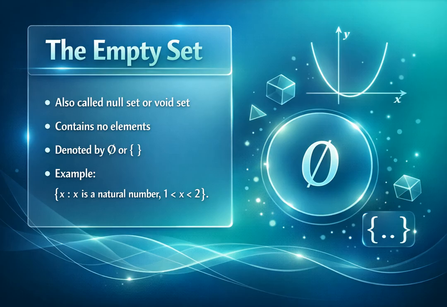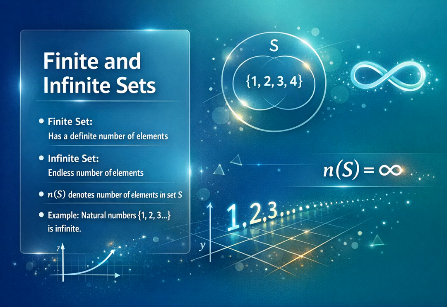Also called the null set or void set, it contains no elements at all. We denote it by the Greek letter phi or empty braces. An example would be the set of natural numbers between 1 and 2, which doesn't exist. Sets can be finite or infinite. A finite set has a definite, countable number of elements. An infinite set goes on forever. The set of natural numbers 1, 2, 3, and so on is infinite.